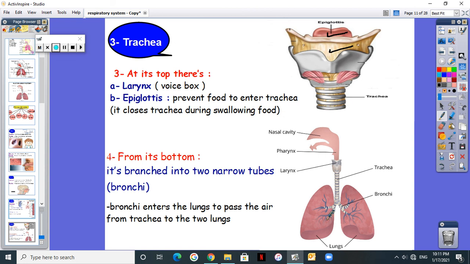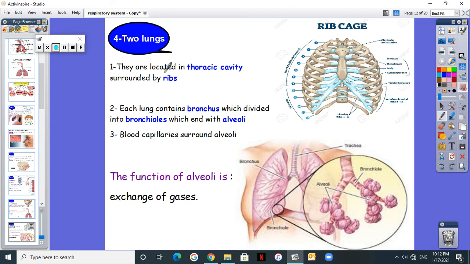Okay, at the bottom, the trachea divides into two tubes called the two bronchi. The two lungs are located in the thoracic cavity, or your chest, and surrounded by ribs. Each lung contains a bronchus, and the bronchus divides into bronchioles, and the bronchioles end in alveoli. What is the function of the alveoli? Exchange of gases. The alveoli are surrounded by blood capillaries.